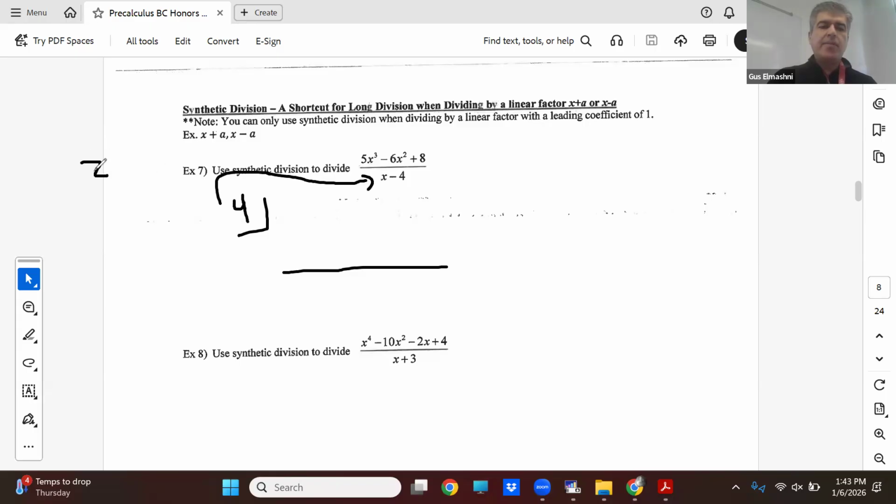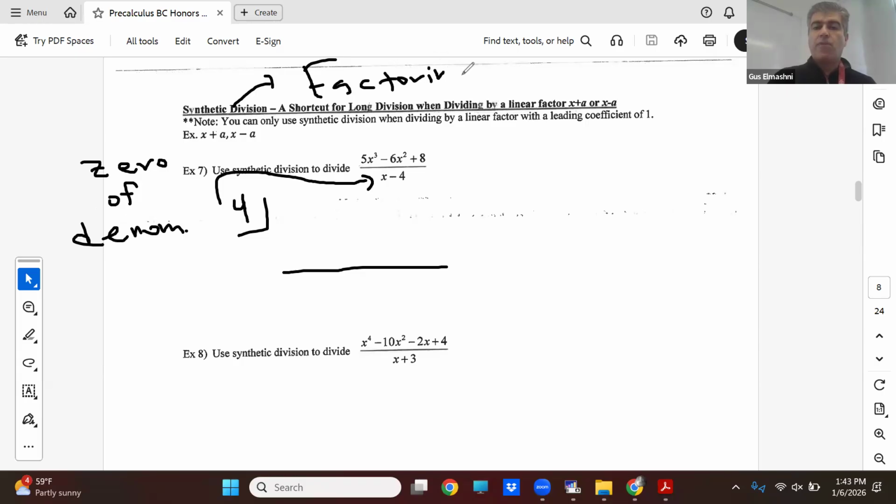Yeah, that's the 0 of the denominator, because you're assuming it's a 0 of the function. Because you're dividing by x minus 4. So when you divide without realizing it, you're actually factoring. All this ever is, is factoring. It's just a glorified way of factoring.